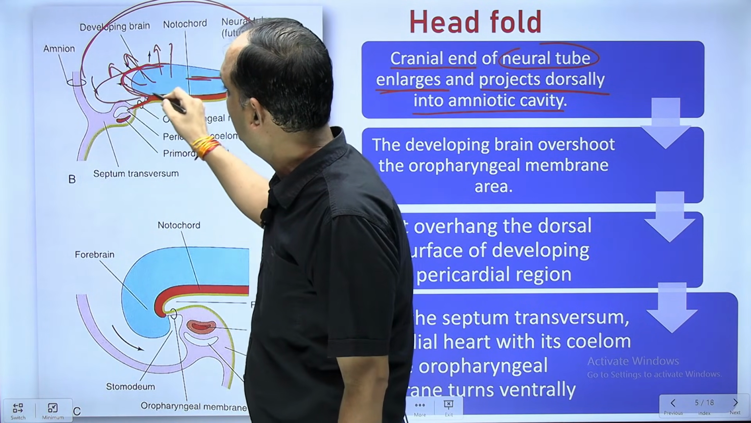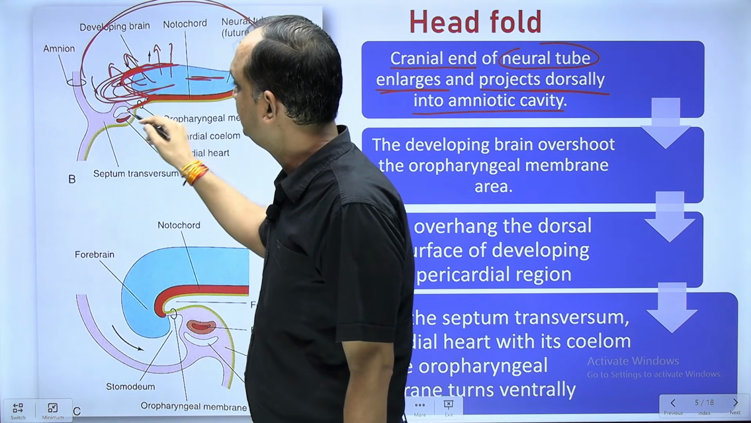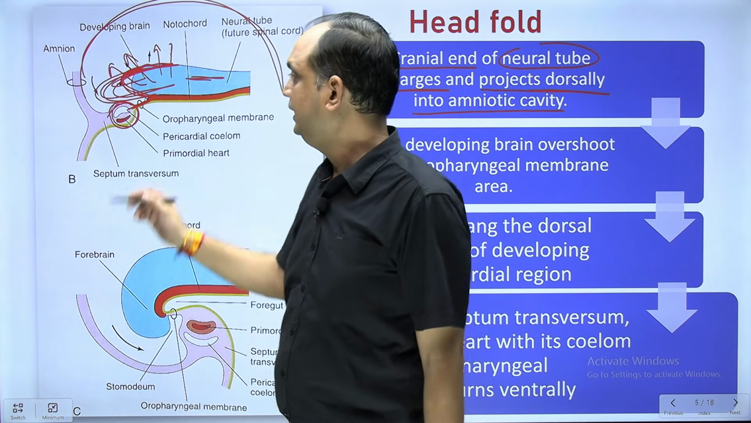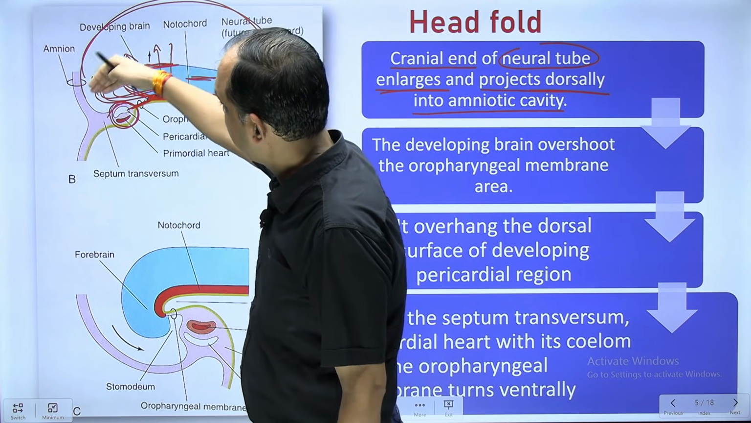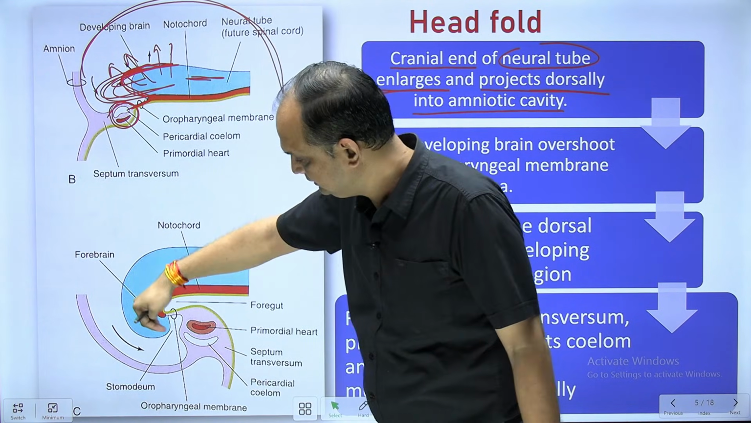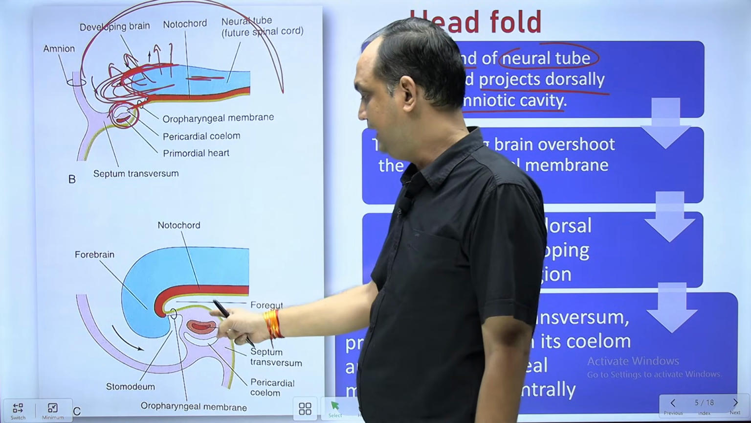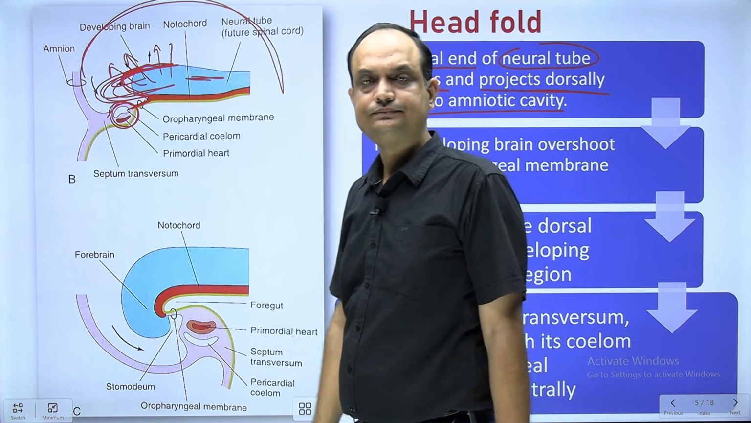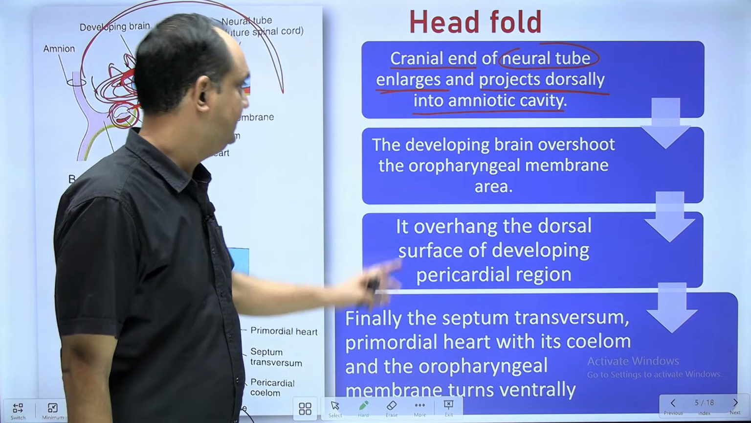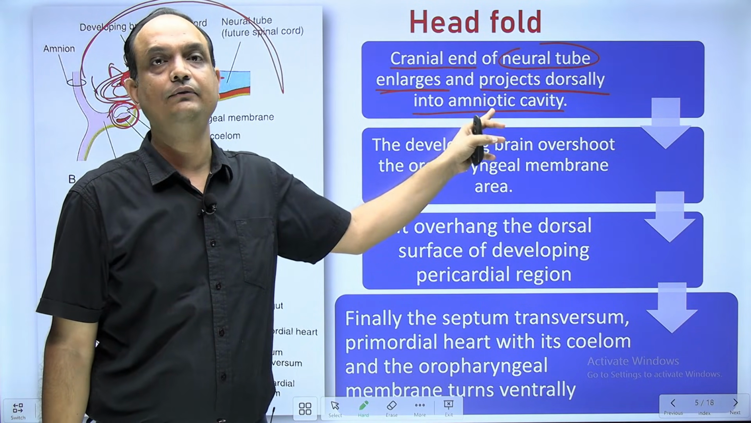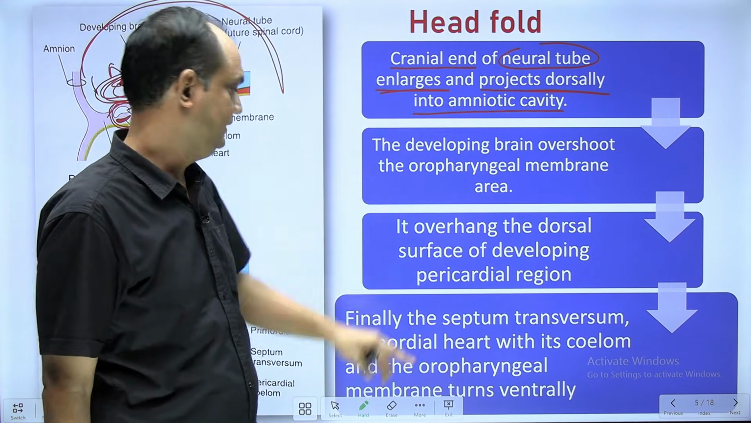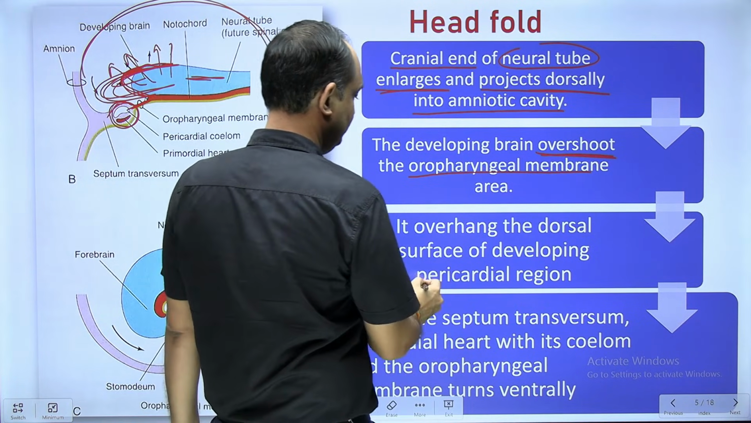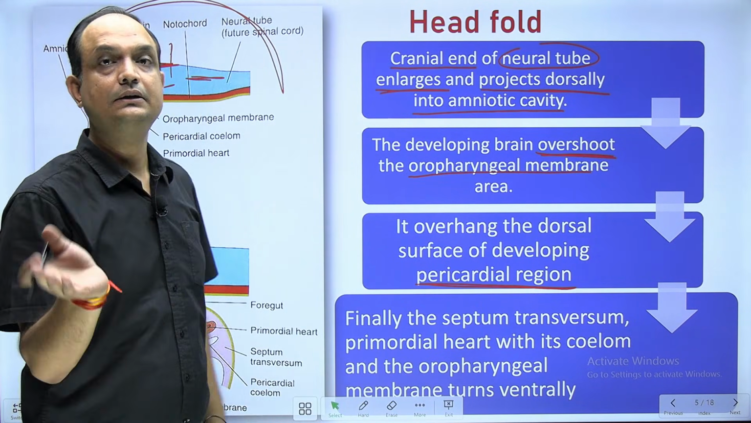Further, it will go more anteriorly, and now it overshoots this developing area of the heart which is known as pericardial region. And finally, because of this much projection, it pushes this anterior part downward, and when a downward rolling occurs, you have a folding of the anterior or cranial part of the flat disc. Clear? So, what are the steps? First, there is a growth of the anterior end which initially projects dorsally into the amniotic cavity, then it overshoots the oropharyngeal membrane area, then it overshoots the pericardial region, and ultimately the folding will take place.